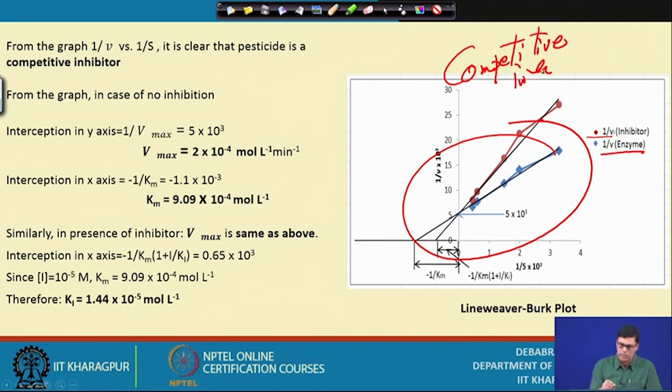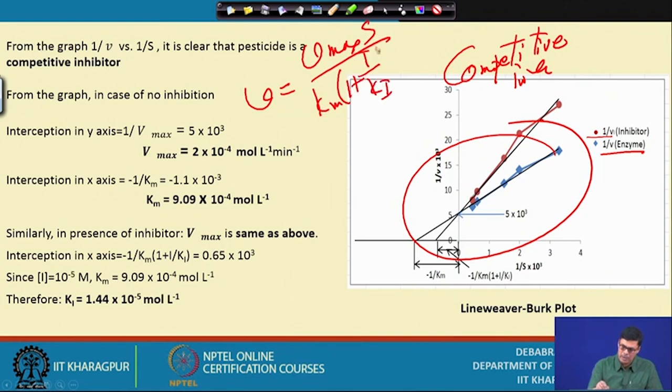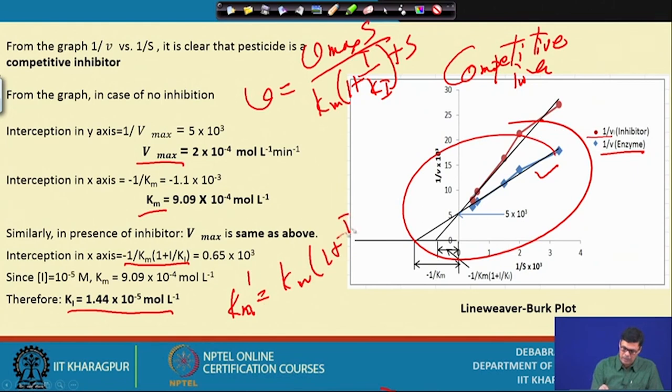Am I right? So, in case of competitive inhibition, what is the equation we have? V equal to V max S divided by Km into 1 plus I by Ki, plus S. Am I right? Now our situation is very simple. From the no-inhibition interaction, we can easily find the values of V max and Km. And from the inhibition interaction, we can find the new Km value, which is the Km dash value. Km dash is equal to Km into 1 plus I by Ki.